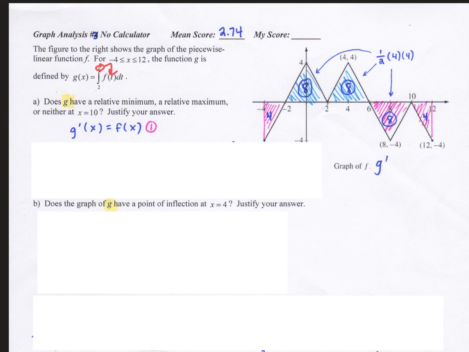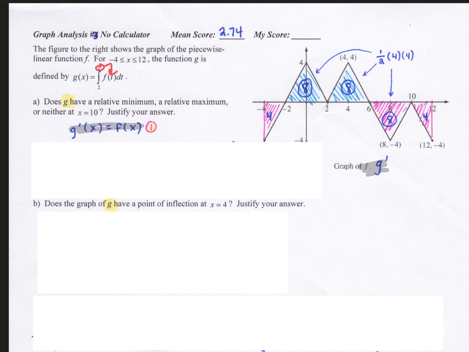This connection needs to be made at least one time on your paper. It could be anywhere. You could say it in part A, you could say it next to the graph, you could say it up in the stem of the problem, you can say it in parts B, C, or D. It just needs to be said once somewhere, and that's going to earn you 1 point.